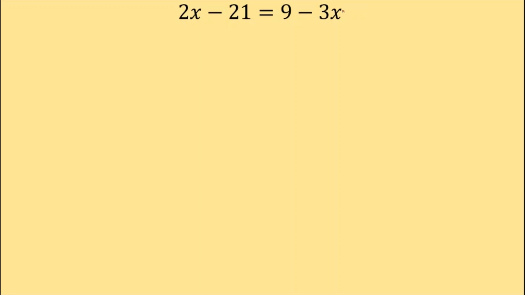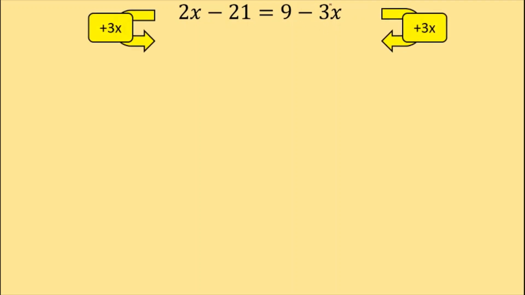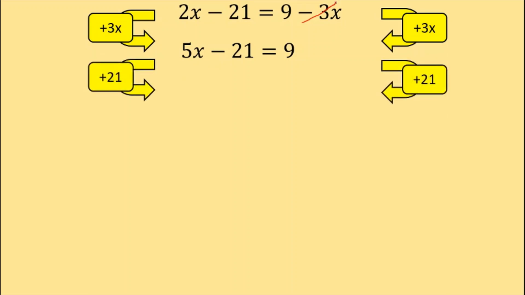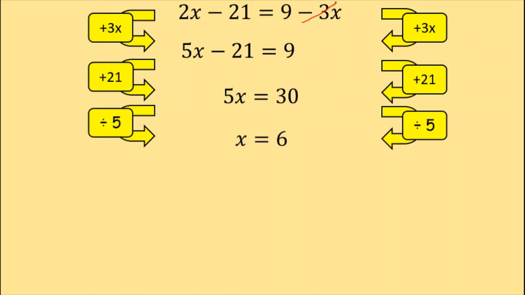So I'm going to get rid of the minus 3 lots of x first. And to do that, I'm going to add 3x to both sides. This will cancel out the 3x, so this will go, and we'll be left with 5x minus 21 equals 9. From here on in, it's just as before. To get rid of the minus 21, I will add 21 to both sides, leaving me with 5x is 30. Divide by 5, x is 6.